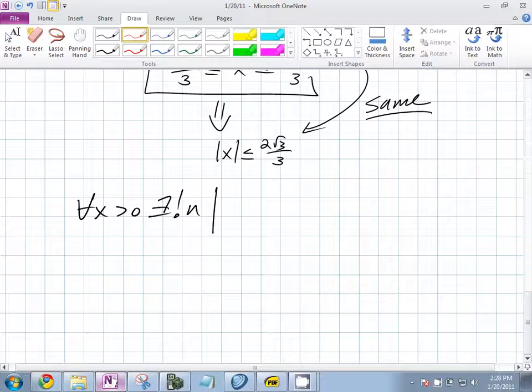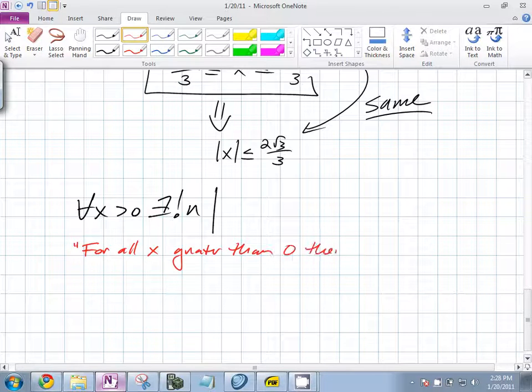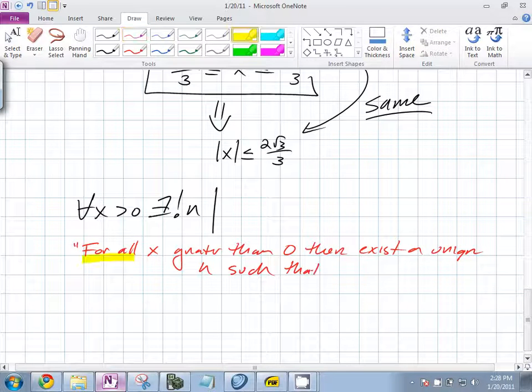This means, for all x greater than 0, there exists a unique n such that. And I'll color code it for you. For all, that's that symbol. That right there is there exists. This one right here means unique. And this one right here means such that.